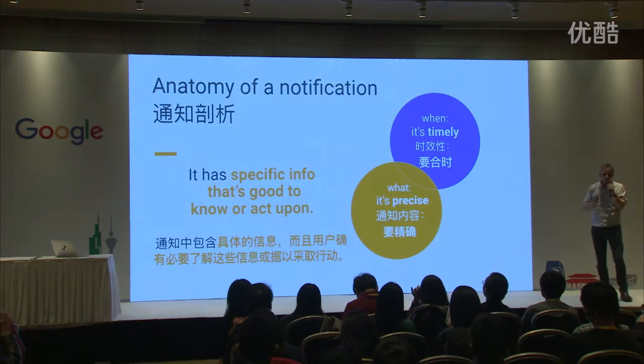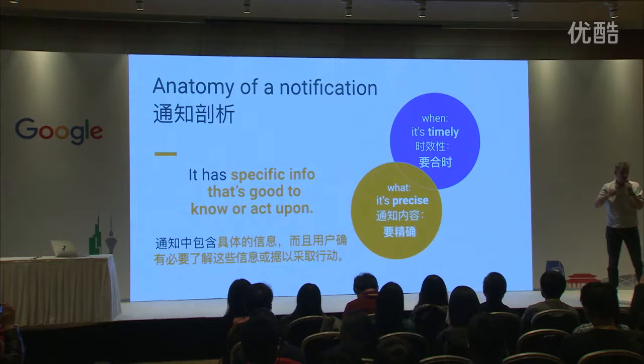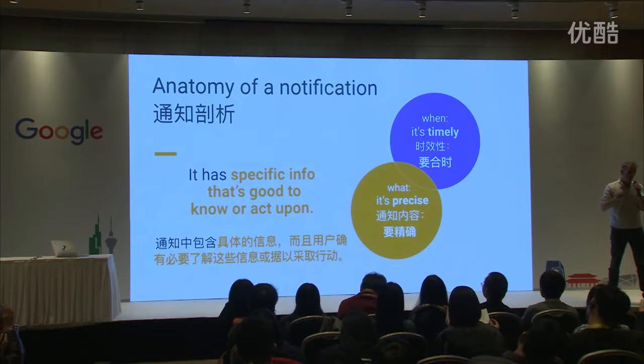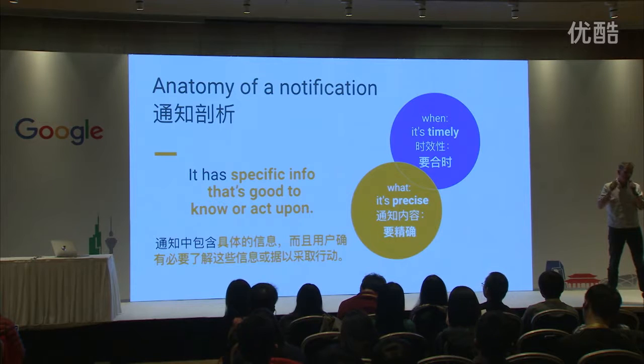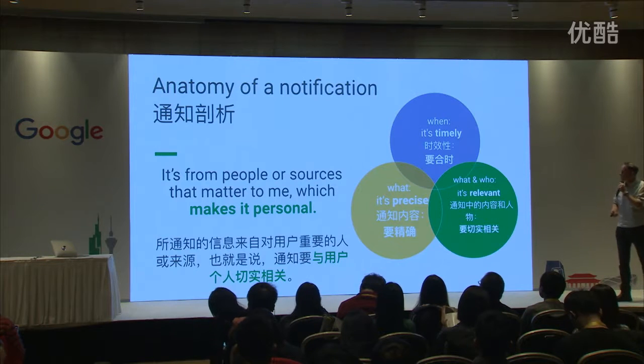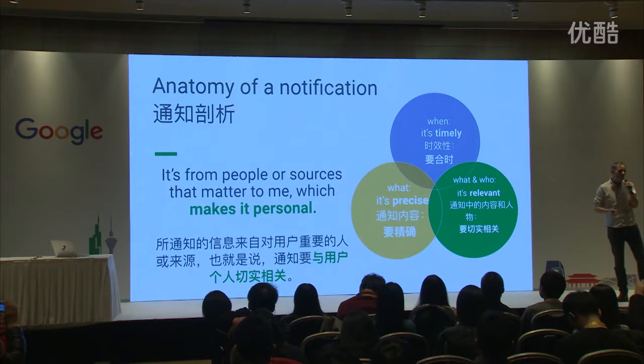Secondly, you want a notification to be specific. I'll show examples of this, but you want specific information in the notification. Not something vague or general, but a specific action that the user can take, or specific information that's useful to the user right now. Thirdly, of course, it has to be relevant to the user.